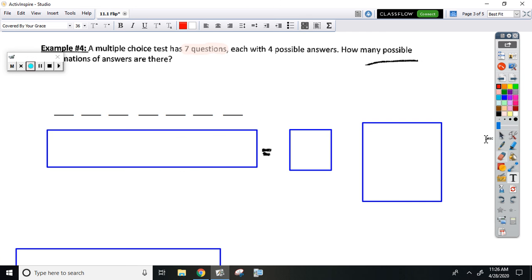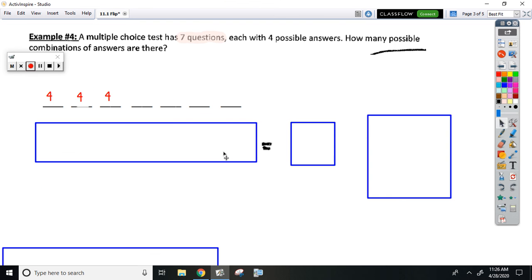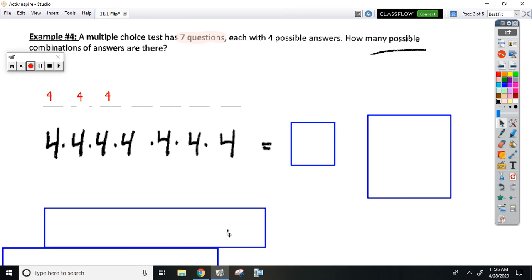Each multiple choice question has 4 possible answers, so like A, B, C, and D. So there are 4 choices for me to pick an answer for the first question. There are 4 choices for me to answer the second question. There are 4 choices for me to pick the third question. And you're seeing the pattern, 4, 4, 4. So it'll look like this.